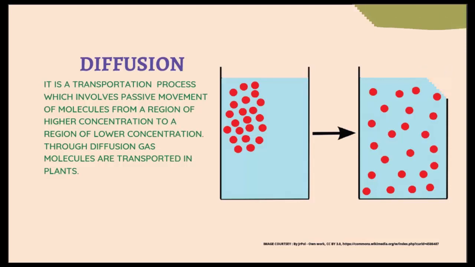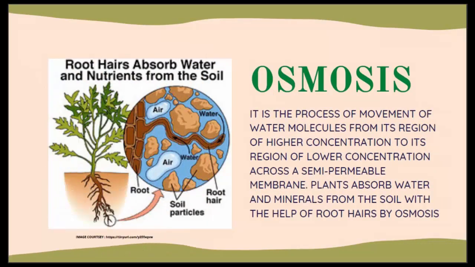Next, we are going to discuss osmosis. Osmosis is the process of movement of only water molecules from its region of higher concentration to its region of lower concentration across a semi-permeable membrane. In case of plants, we can see this osmosis process when they are absorbing water molecules from the soil with the help of their roots.